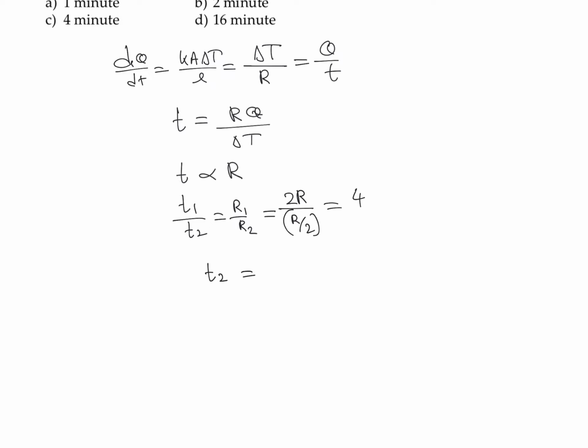So we need to find out the value of T2. T2 will be equal to T1 divided by 4. So in the first situation, T1 is given as 4 minutes, divided by 4, we can write that is equal to 1 minute. So now the time taken will be equal to 1 minute.